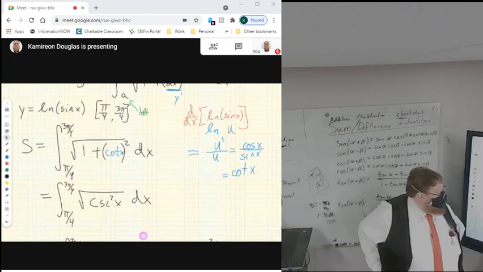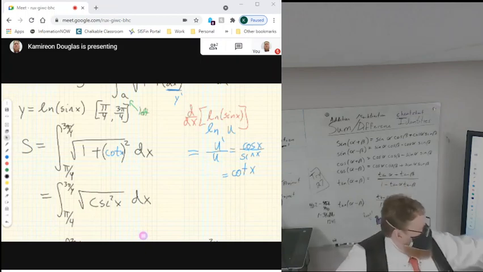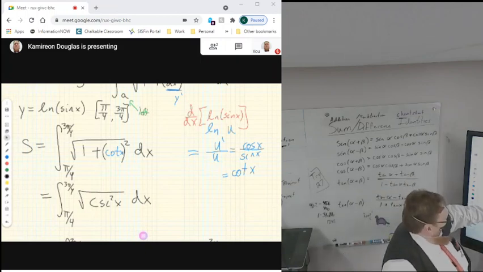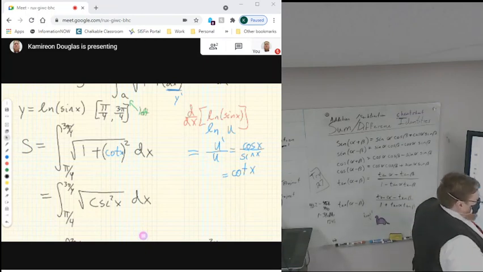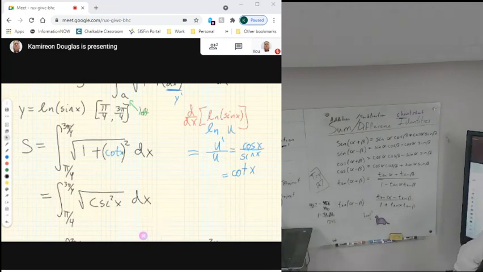Just to showcase that, I will type this in the calculator and make sure I get 2. I will do the integral from pi over 4 to 3 pi over 4 of the square root of 1 plus cotangent of x squared, dx. Here's my calculator.